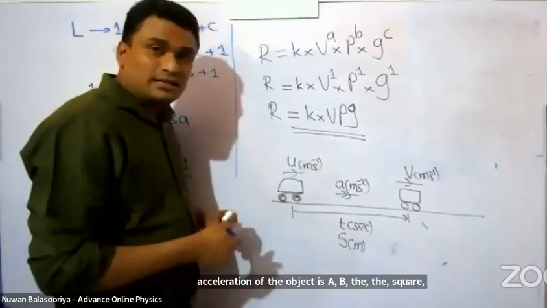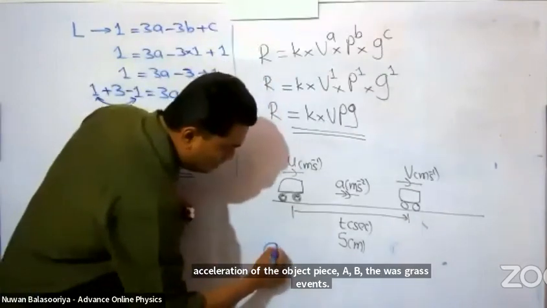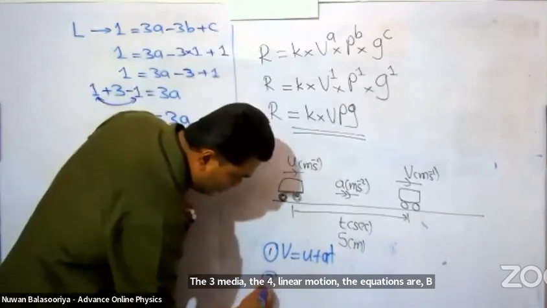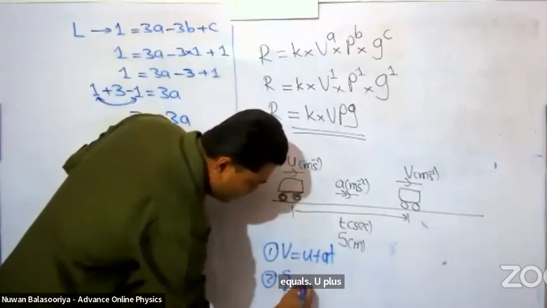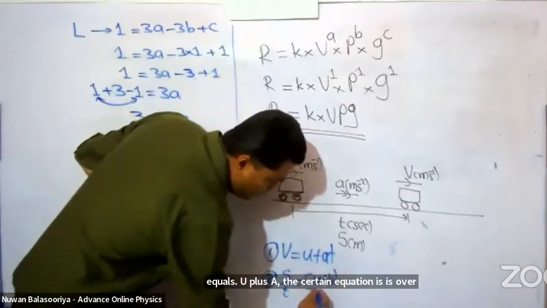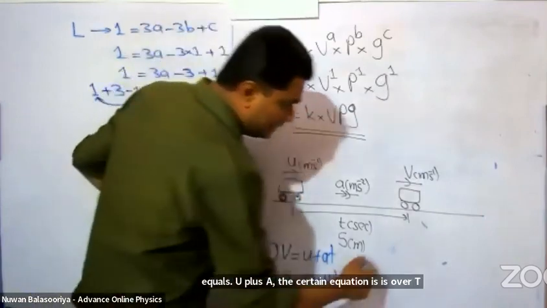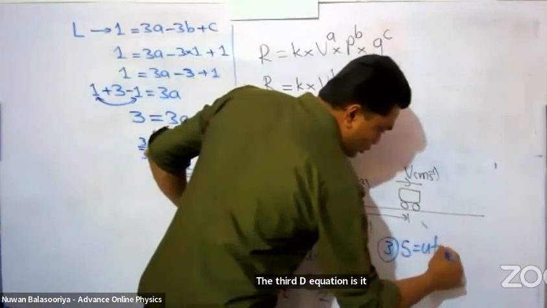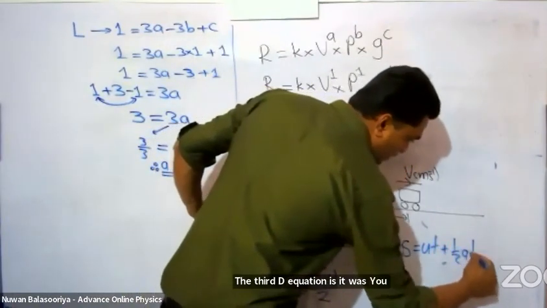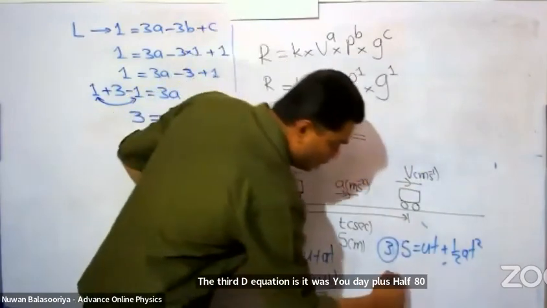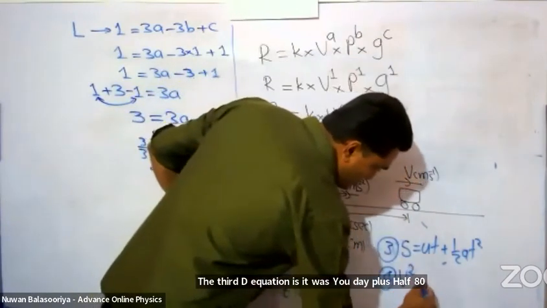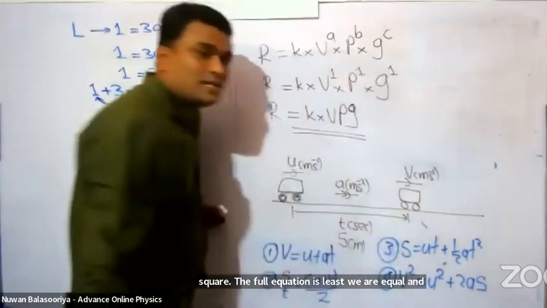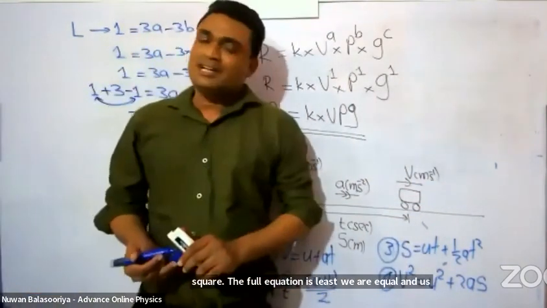The four linear motion equations are: v equals u plus at. The second equation is s over t equals u plus v over 2. The third equation is s equals ut plus half at squared. The fourth equation is v squared equals u squared plus 2as. No need to write these, everybody knows. I just wrote them.